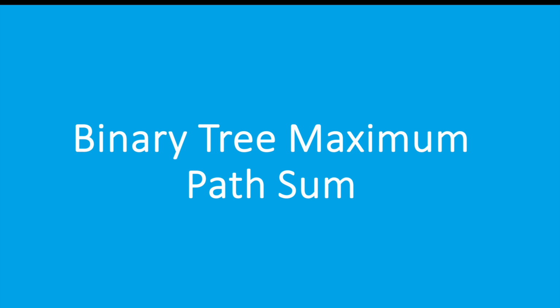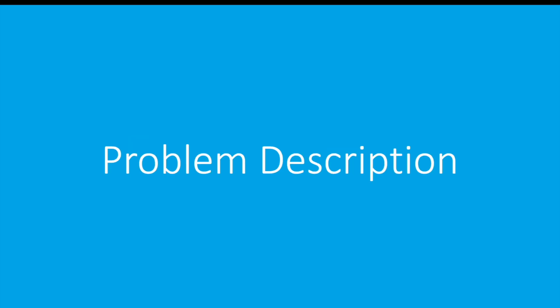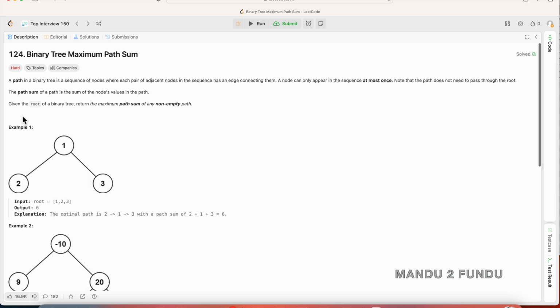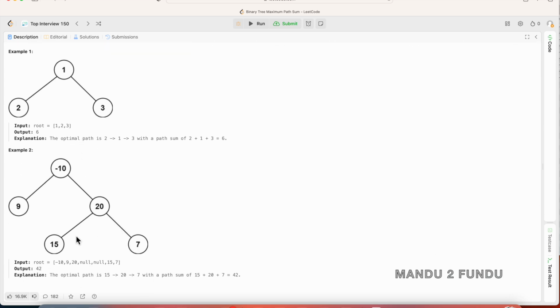In this video, I'm going to discuss the solution for finding the maximum path sum in a binary tree. Let's look at the problem description. We are given the root of a binary tree and we have to return the maximum path sum of any non-empty path present in that binary tree. That path does not need to pass through the root node. For example, it could be this path.